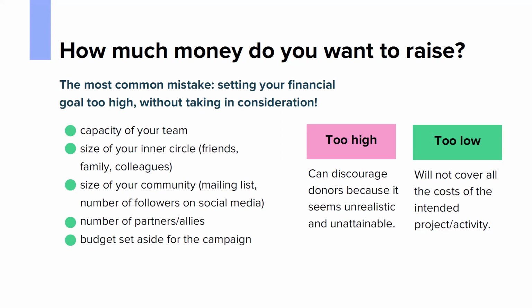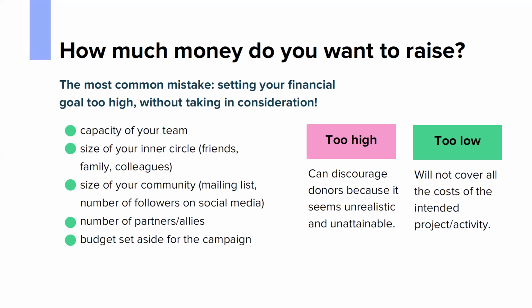Let's talk about when campaign goal is too high. This can discourage donors because it can seem unrealistic. Donors are more likely to support campaigns that appear achievable. Crowdfunding campaigns often rely on early momentum to attract additional donors. If your funding goal is too high and progress is too slow, it can be challenging to maintain momentum.